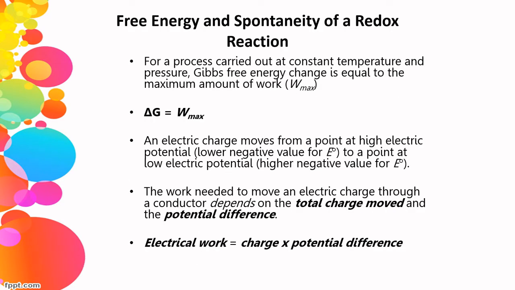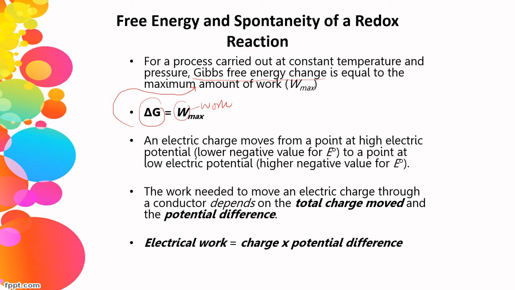How do we calculate free energy, and based on the free energy, how do we determine the spontaneity of a redox reaction? For a process carried out at constant temperature and pressure, the Gibbs free energy change always equals the maximum amount of work. So this is the Gibbs free energy change, which equals the maximum amount of work. W represents work.